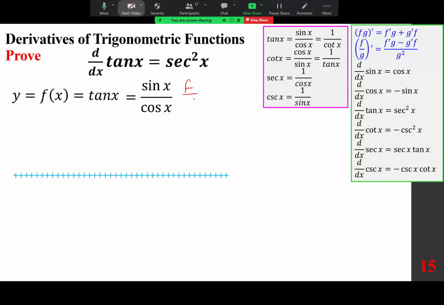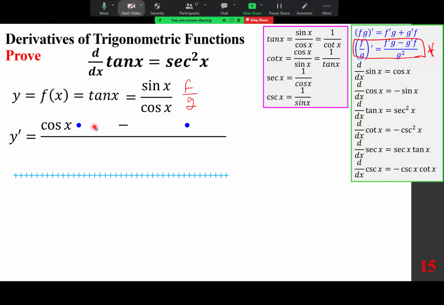And now I can use the quotient rule by calling this sine x the f function, cosine x the g function, and use the quotient rule for differentiation. So f prime g minus g prime f over g squared. The derivative of the top is cosine x, times g, which is cosine x itself, minus the derivative of the bottom. The derivative of cosine is negative sine x, times f, the top, which is sine x, and you just write the bottom squared.